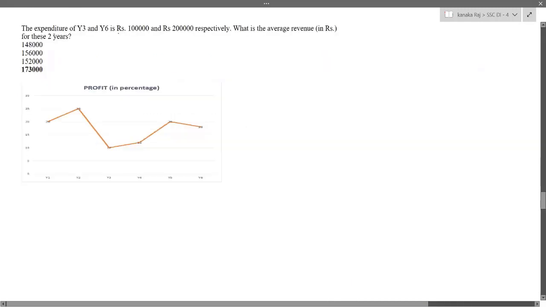So now let's move on to the next sub question here. What are they asking? What are they telling us? The expenditure Y3 and Y6, that is for two different years. So I'll write it down. For third year and sixth year, the expenditure meaning cost price is equal to 1 lakh for the third year, and for the sixth year, it is 2 lakhs.